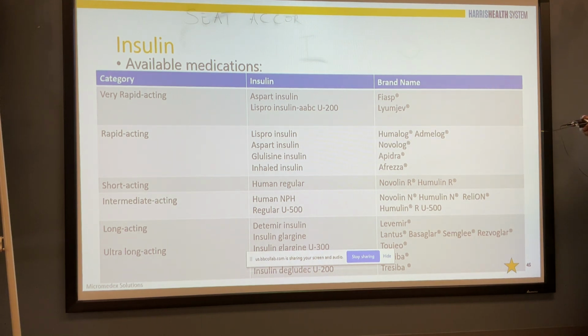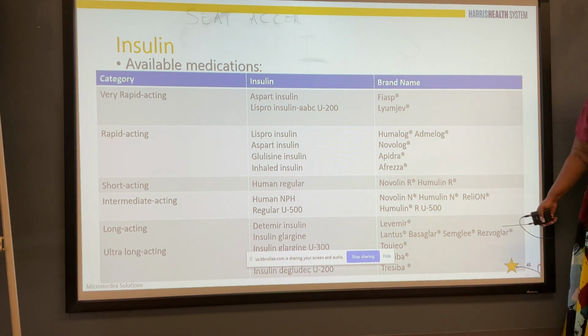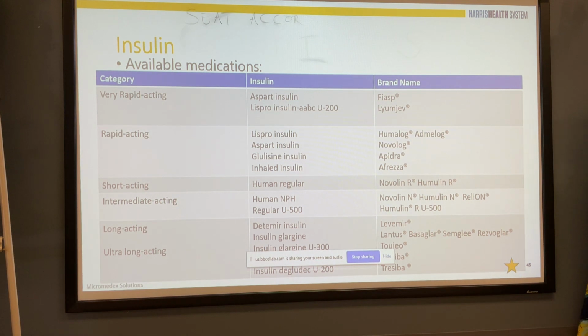Then we have a rapid acting insulin, which includes lispro, aspart, glulisine, and inhaled insulin. And I have the trade names here for you. We have our short acting insulin, which is our human regular, also known as Novolin R and Humulin R. We have our intermediate insulins, NPH, and our most concentrated insulin, U-500. We have our long acting products, which is Levemir and Lantus, as well as some of these biosimilars here. And then we have our ultra long acting, and these insulins are concentrated, and that's the Tresiba and the Toujeo.